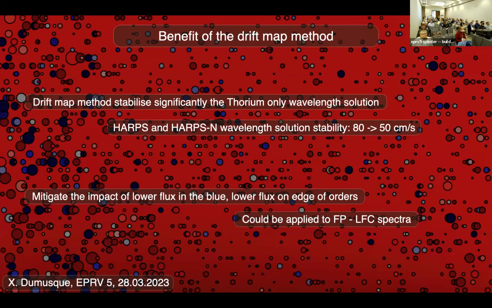Okay, and that's it. So I think this really improved the wavelength solution on HARPS and HARPS-N a lot, by going from 80 to 50 centimeters per second night-to-night jitter, I would say. And this can really help when you don't have a lot of flux, which is often the case in the blue part of the spectrum and on the edge of the order. And I think this can also be applied to thorium FP wavelength solution, or also with the LFC, because often in the blue part of the spectrogram you don't have a lot of flux on the LFC. So this could be a technique that you could use. Thank you.